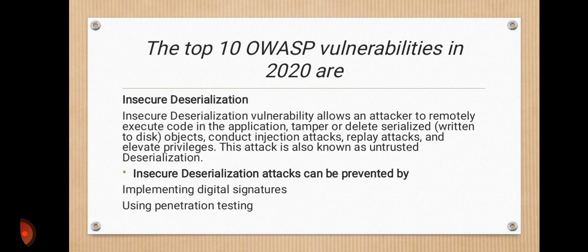And next is insecure deserialization. It allows the attacker to remotely execute code in the application, tamper with or delete the serialized objects, and elevate the privileges. This attack is also known as untrusted deserialization.